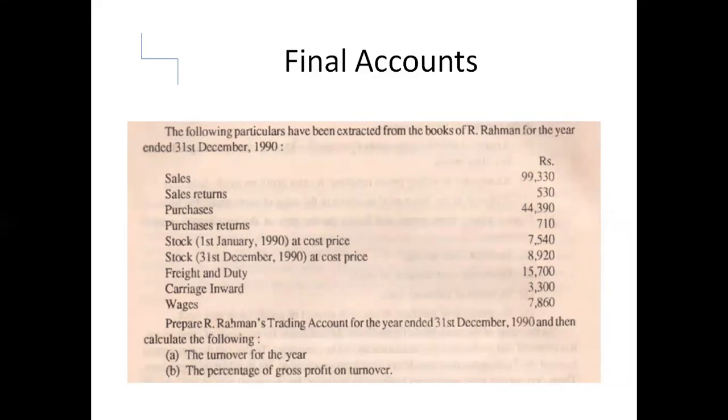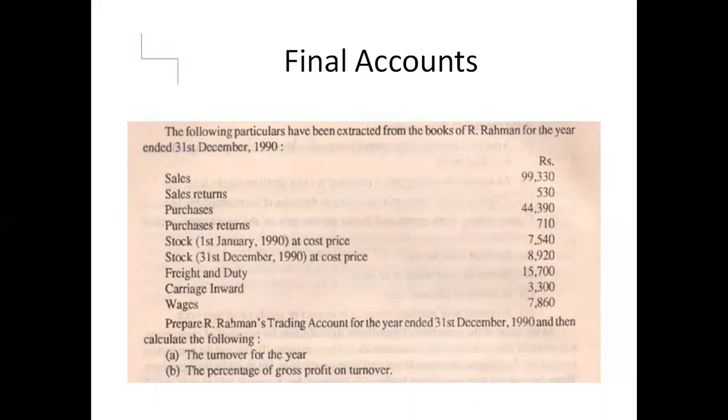Sales 99,330, sales returns 530, purchases 44,390. Purchase returns, please remember the slides that had been shown to you previously regarding the structure of the trading and profit and loss account. There were purchases, purchase returns, sales returns, everything is here.